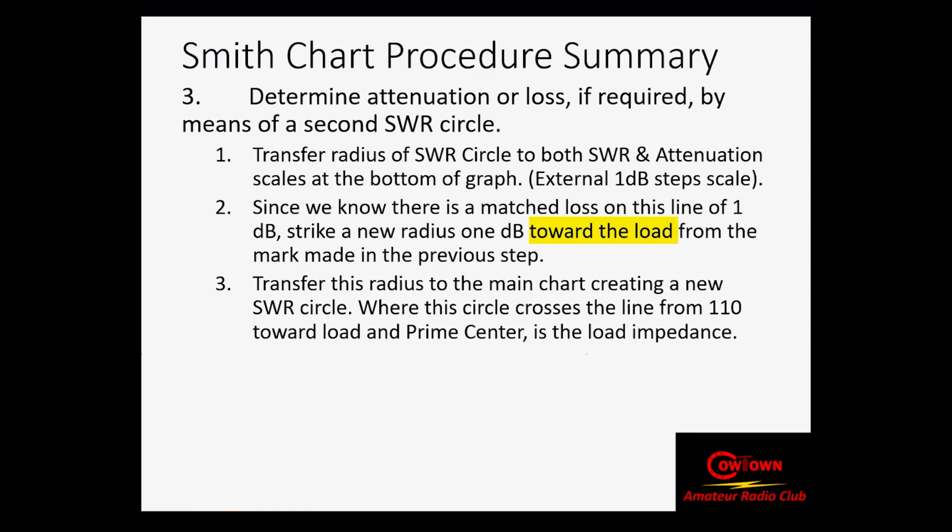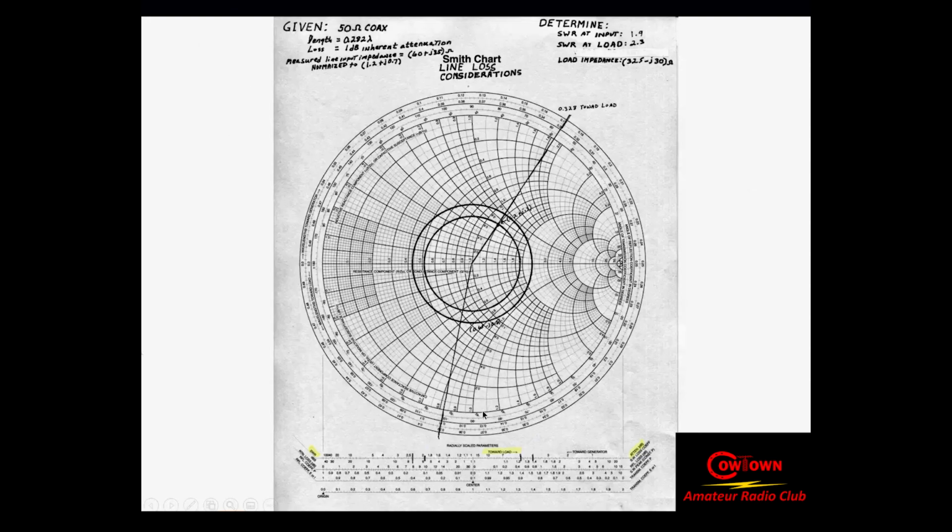And I'll show you that. Then we want to transfer this radius to the main chart, creating a new SWR circle, where this circle crosses the line from 110 toward the load, and prime center is the load impedance. So back down here, now I will blow this up.